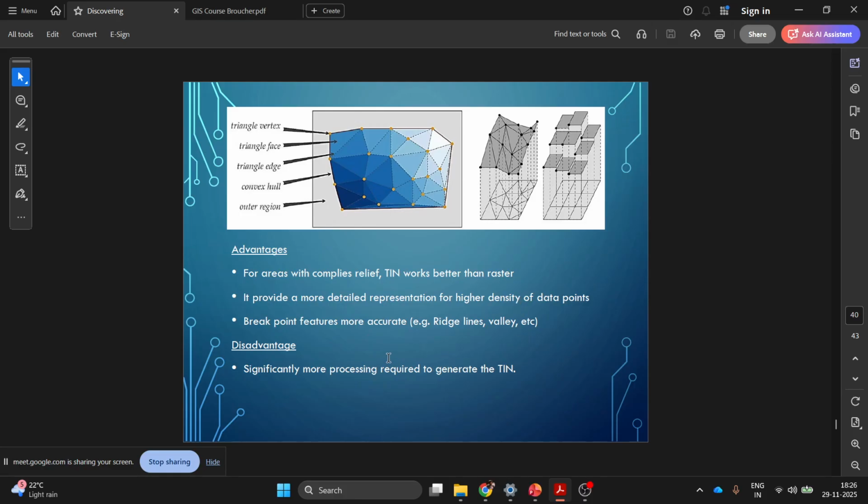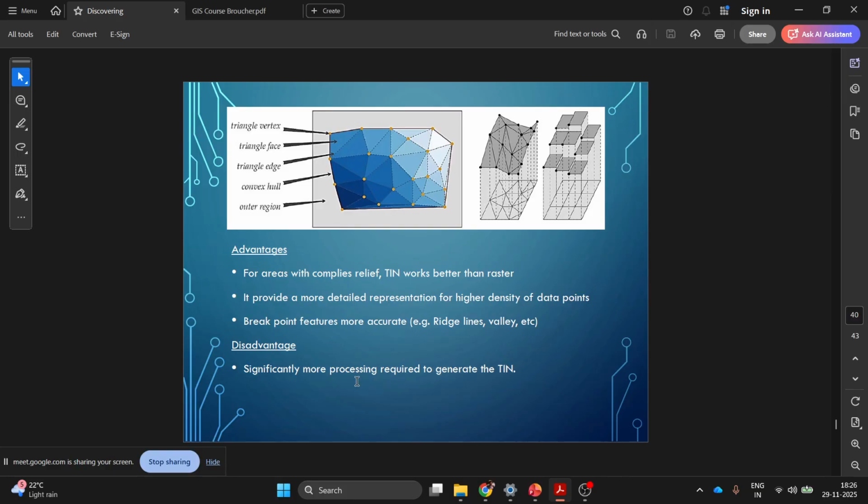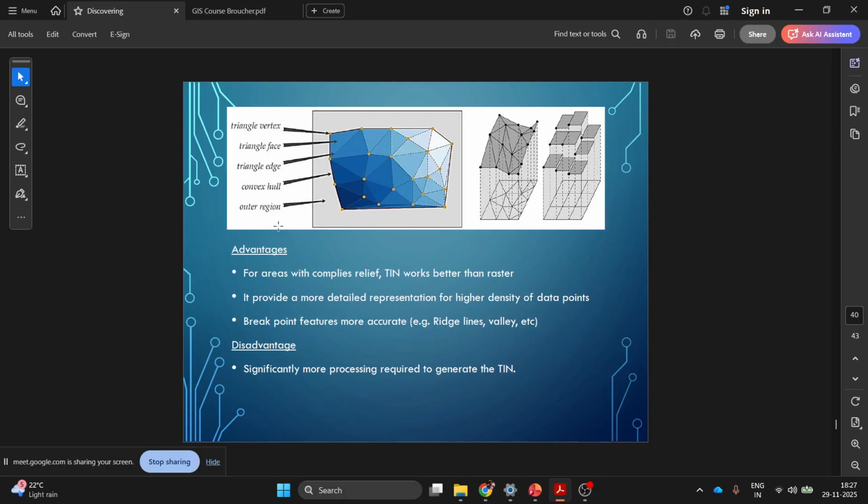And the major disadvantage of this triangular irregular network is that it takes a lot of processing time to generate, because as I said, there are a lot of data points associated with this particular triangular irregular network. So that is the end of spatial data.